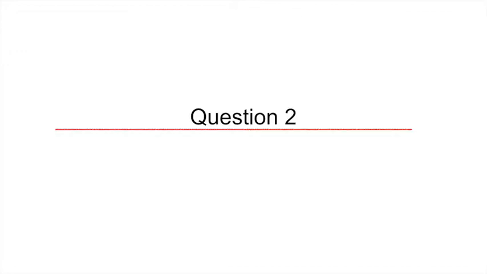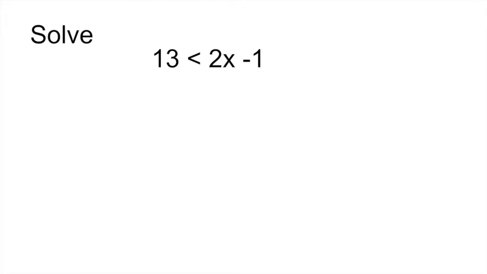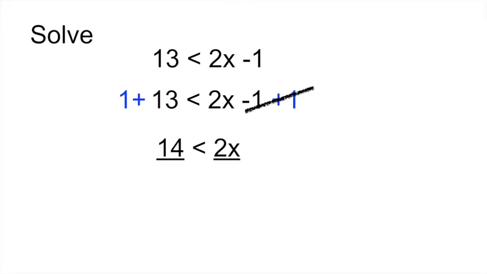Question 2 looks at inequalities, and here they're asking you to solve this inequality. So it says 13 is less than 2x minus 1. The first thing that you do is you want to try to isolate that x, so you would add 1 on the left side and on the right side, and that way those two numbers are going to cancel out. Remember that you have to do the same thing on the opposite side. So you end up with 14 is less than 2x. And then to isolate that x, you have to divide by 2. So you divide 2x by 2, that's going to cancel out, and remember, you have to do the same on the opposite side. So your inequality is 7 is less than x.